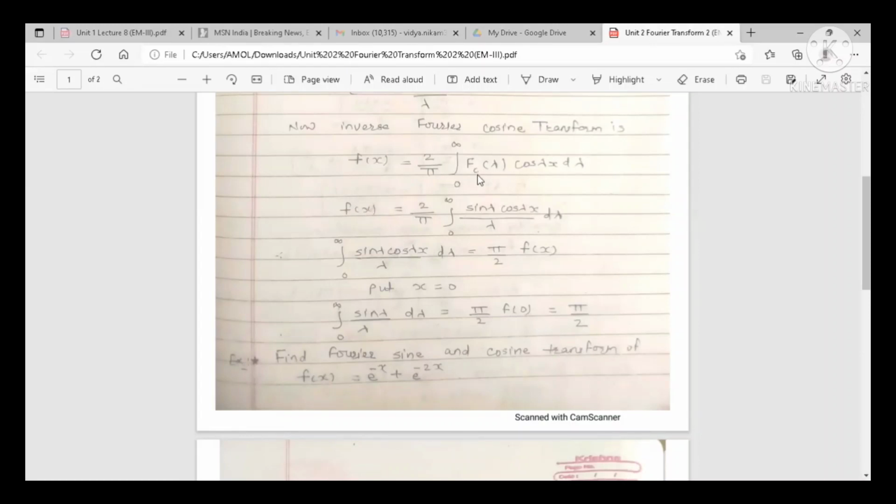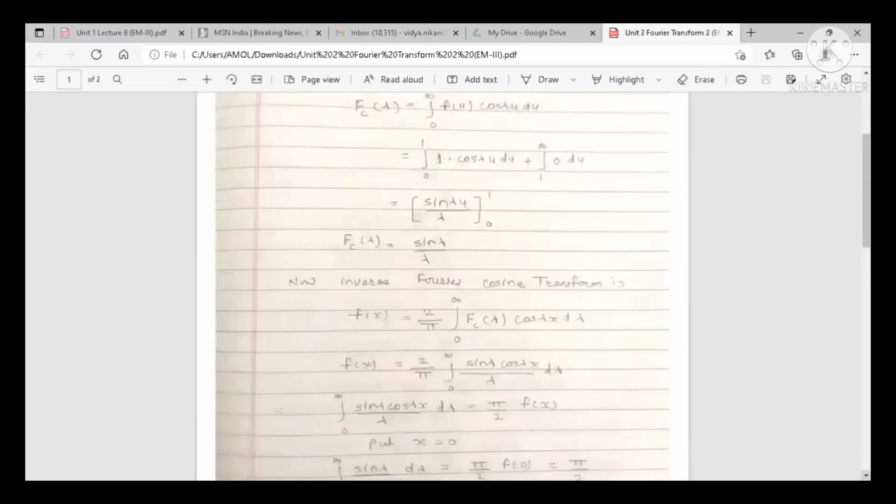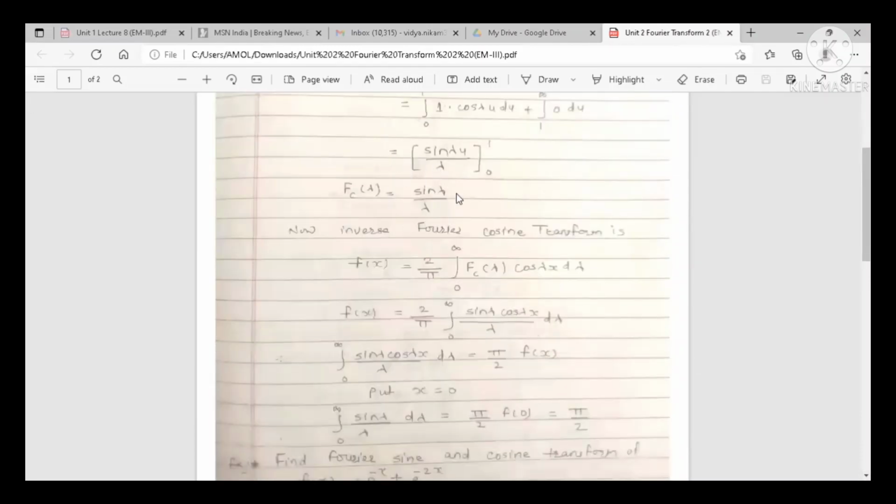So here f_c(λ), f suffix c. Now what is f_c(λ) here? Its value in this example is sin λ upon λ. So put f_c(λ) = sin λ / λ into cos λx dλ as it is.